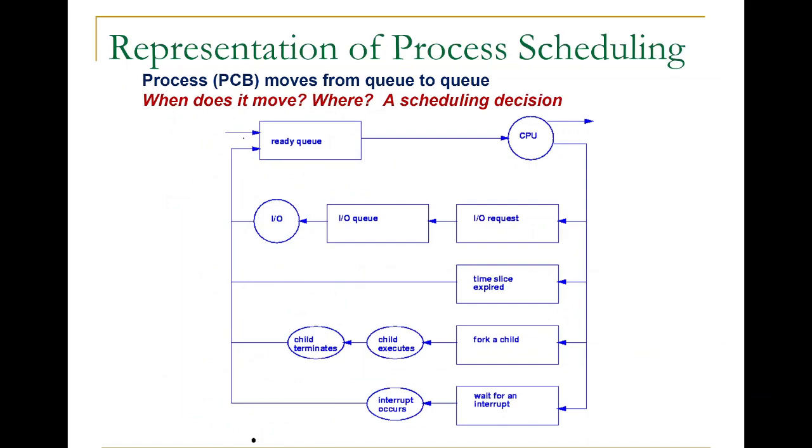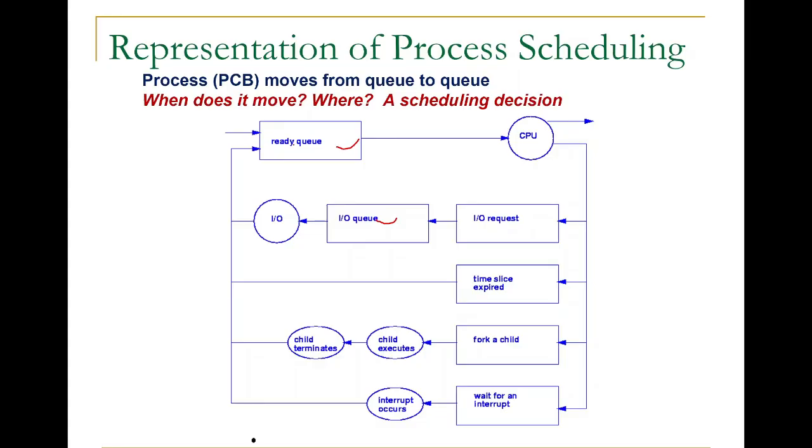Representation of the process scheduling. We're going to look at when a process moves, where it moves to, and why it takes that decision to move. So here we are looking at the process as it moves from queue to queue. There are different queues here: a ready queue and the IO queue. Ready queue is for processes that are going to the CPU, while IO queue is for processes that need access to input-output devices. These are the two different areas you need to understand.